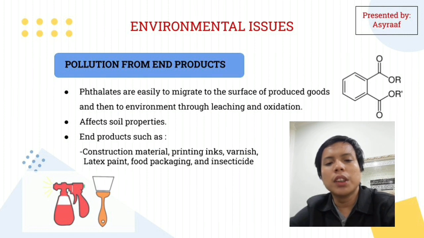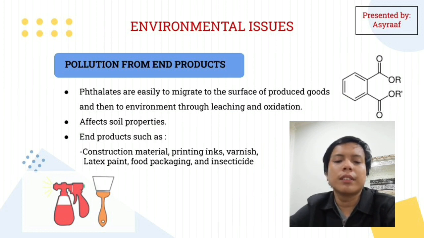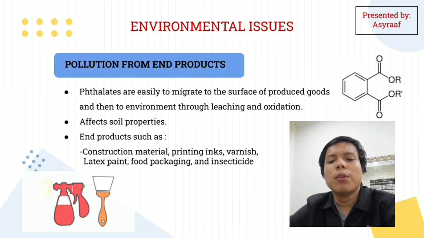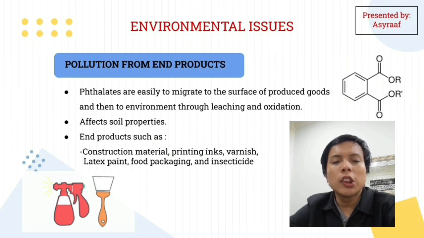Next, pollution might also come from the end products. As we know, phthalates easily migrate from the surface of the produced goods into the environment through leaching and oxidation. Phthalates are harmful and also affect soil properties, causing infertility of soil, and also affect human breeding and other factors. End products include construction material, printing inks, varnish, latex, food packaging, and insecticide. It is not easy to control the pollution from the end products. This also highly depends on the individual and the manufacturing company on how to make sure that their product is safe for the consumer and the environment.